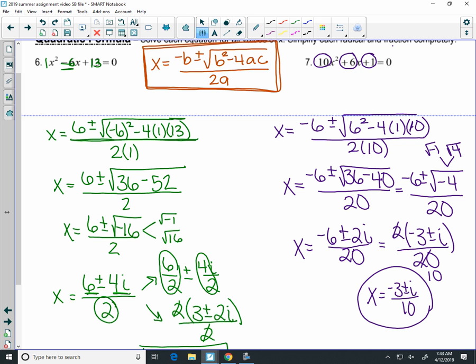All right, there's your quadratic formula section.